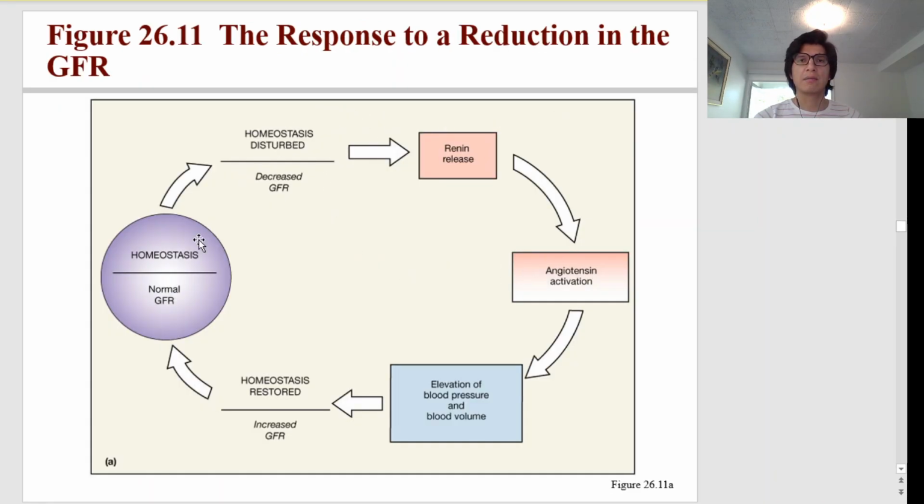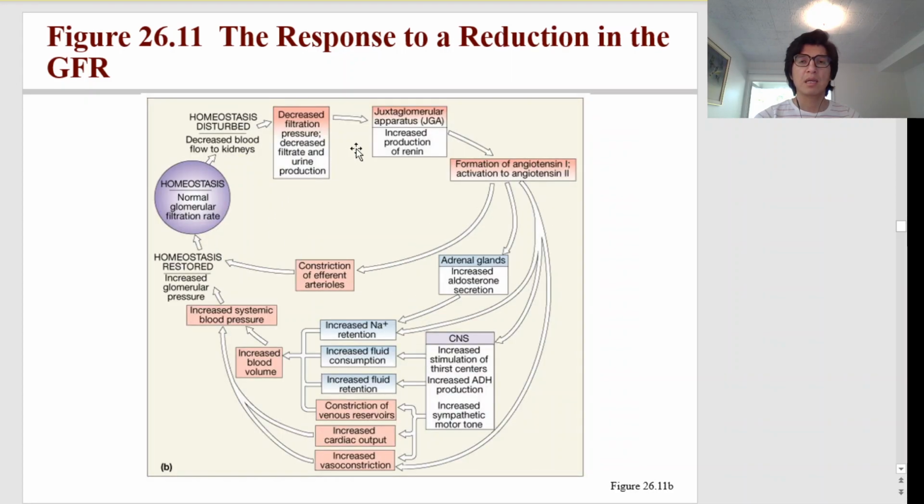Here is what happens when the glomerular filtration rate is decreased. If the lumen of the afferent arteriole is decreased due to a decrease in blood pressure, the juxtaglomerular apparatus releases renin. Renin activates angiotensinogen into angiotensin 1. Angiotensin 1 gets activated into angiotensin 2 at the lung level. Eventually this leads to a series of reactions, which we're going to look at closer later, that elevates blood pressure and returns homeostasis.